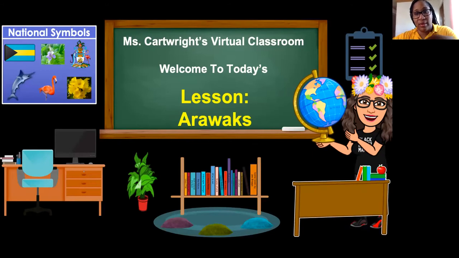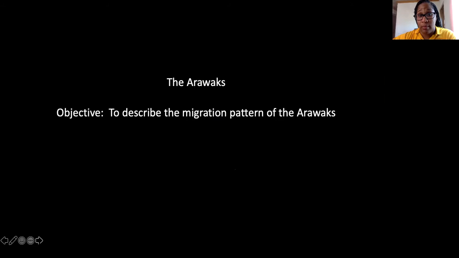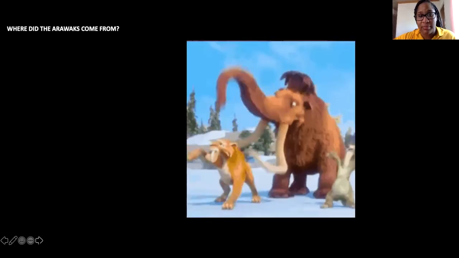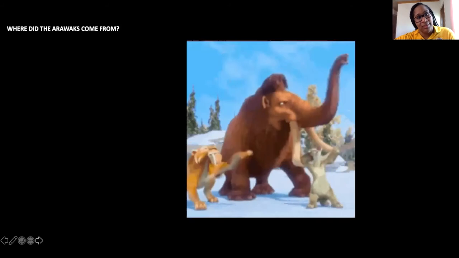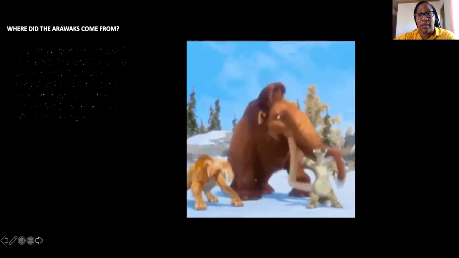So today we are going to jump right into our lesson. Okay? And so we are talking about the Arawaks and how they came to the Bahamas. So our objective today is to describe the migration pattern of the Arawaks, being that we want to talk about how the Arawaks came to our country, how they got here. Okay? So where did the Arawaks come from?